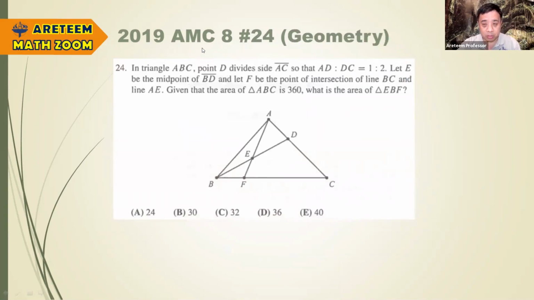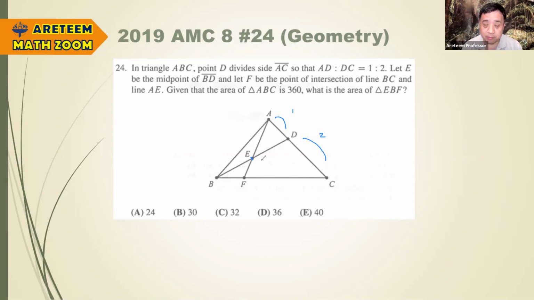24 is a geometry question, right? So this is a kind of ratio question. The ratio AD to DC is 1 to 2. Let's mark it: this is 1, this is 2. And then E is a midpoint. That's very important.